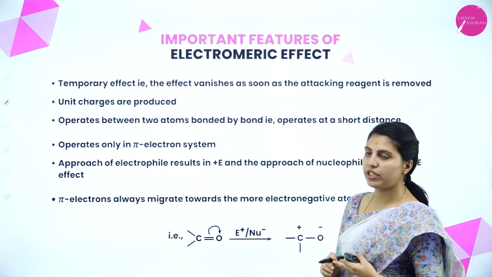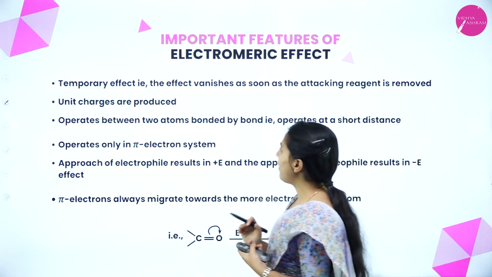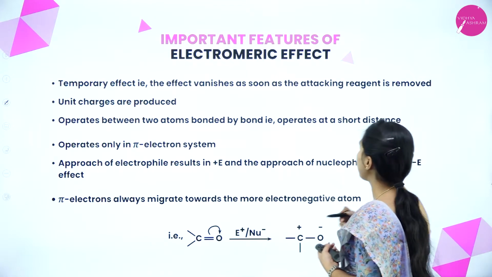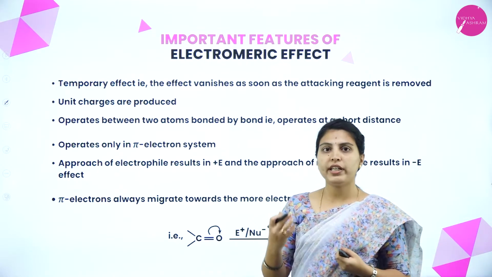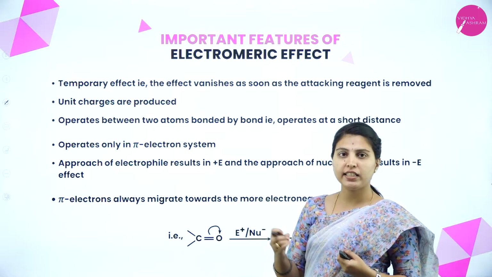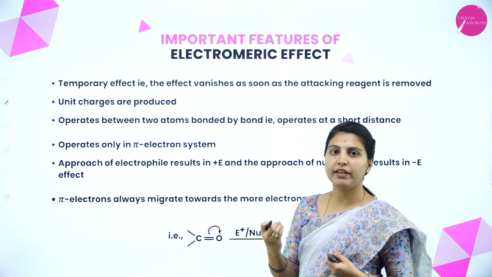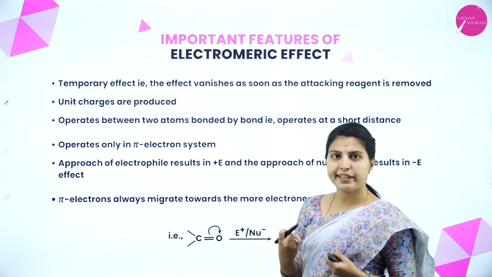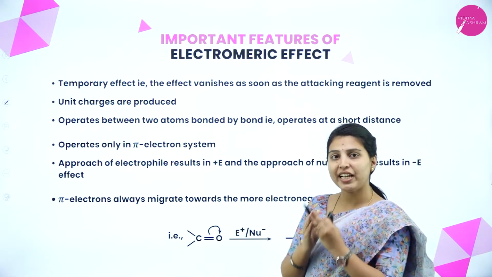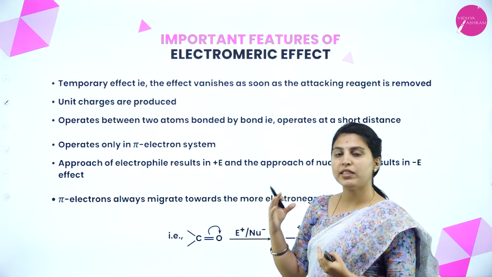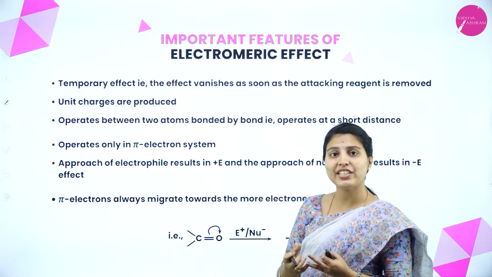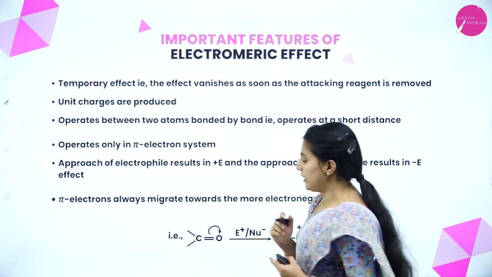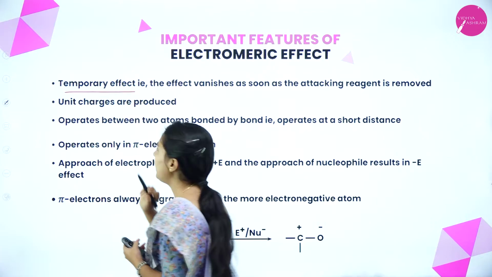Next, important features of the electromeric effect. It is a temporary effect, that is, this effect vanishes as soon as the attacking reagent is removed. Whenever a nucleophile is added, electron donation will happen. Whenever an electrophile is added, electron attraction will happen. Whenever the reagent is used, this effect will be there. Whenever the reagent is removed, the effect will completely vanish. That's why we call it a temporary effect.